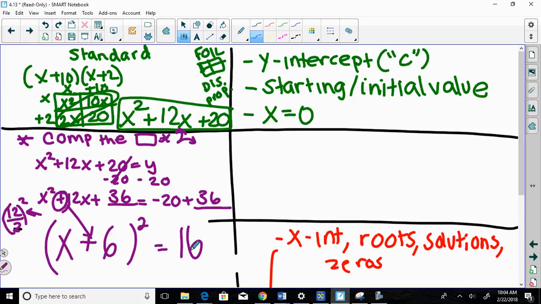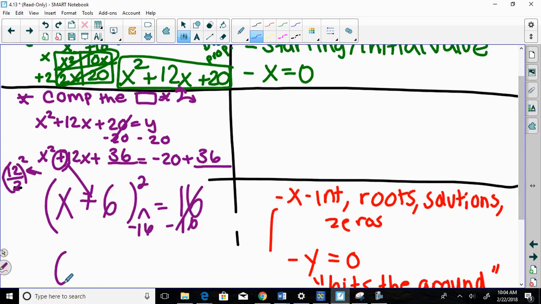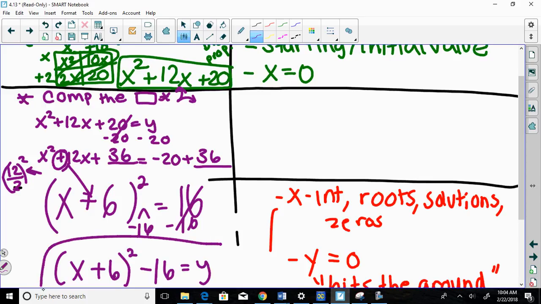So I need to bring that 16 back to life over there. How do I bring it back over there? Subtract. And I end up getting x plus 6 squared minus 16 equals y. That's your vertex form. Is this kind of bringing it back to life a little bit? Yeah. Okay.